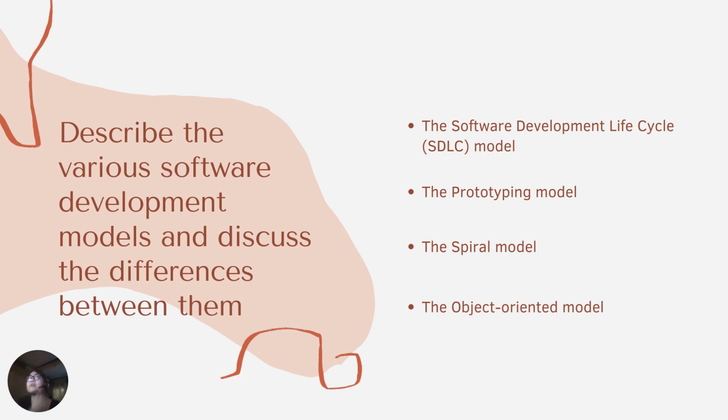For the prototyping model, on the other hand, it is based on replacement of one or more SDLC model phases by an evolutionary process, where software prototypes are used for communication between the developer and the users and the customers. And the third model we have is the spiral model.